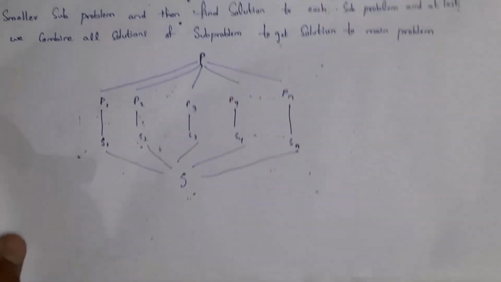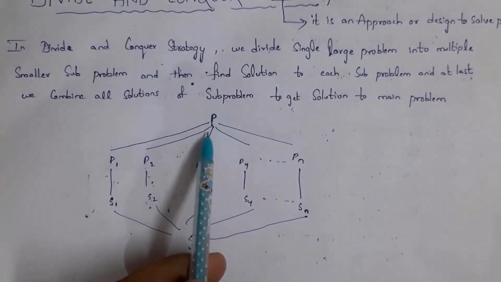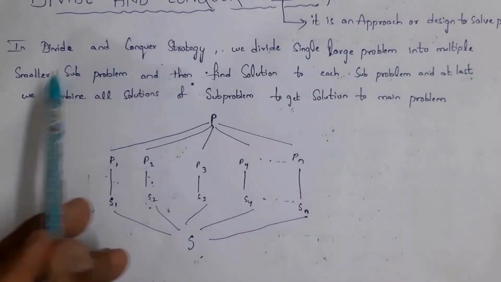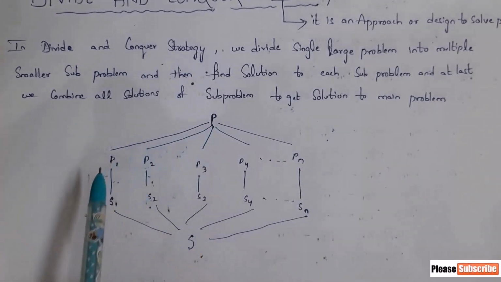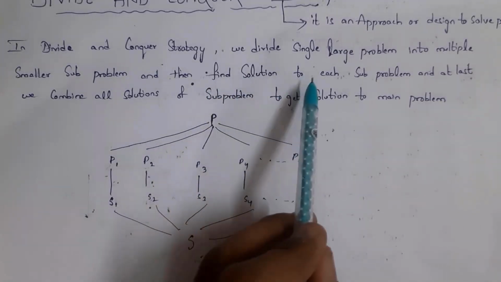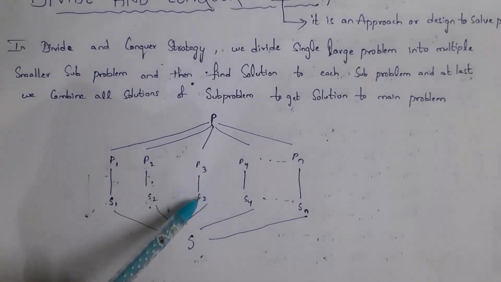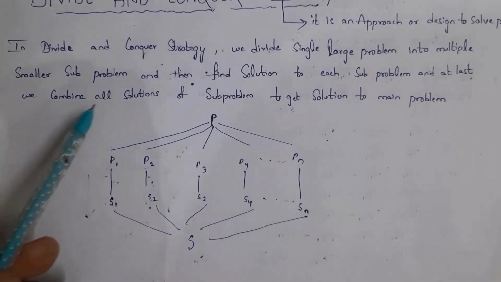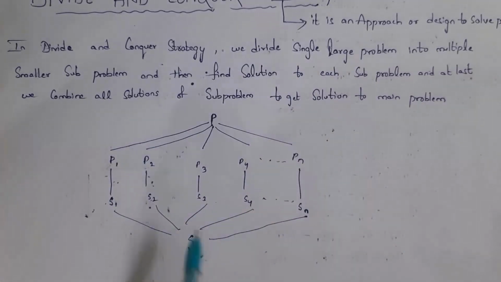In divide and conquer strategy, we divide a single large problem into multiple small sub problems. This large problem is divided into smaller sub problems, and then we find a solution to each sub problem, and at last we need to combine all these solutions to get the solution to the main problem. This is known as divide and conquer strategy.